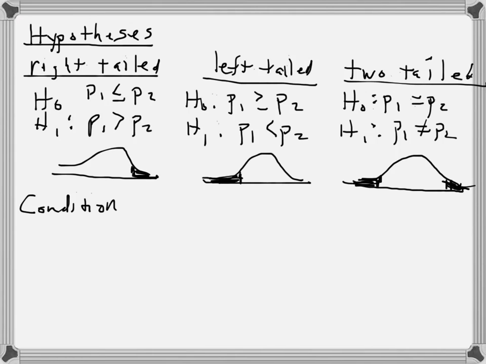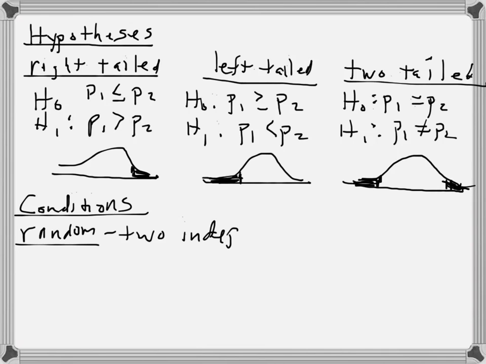All right, so what are the conditions? Well, again, we're going to need random samples. So this is going to require two independent random samples. By independent we mean that the two samples should not be matched in any meaningful way. One shouldn't influence the other.